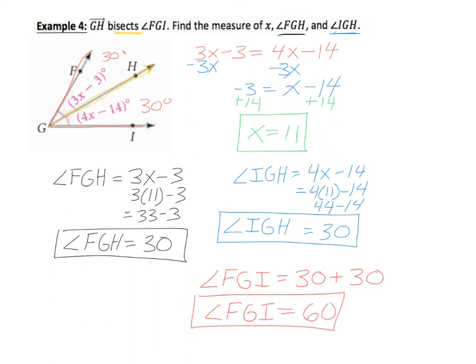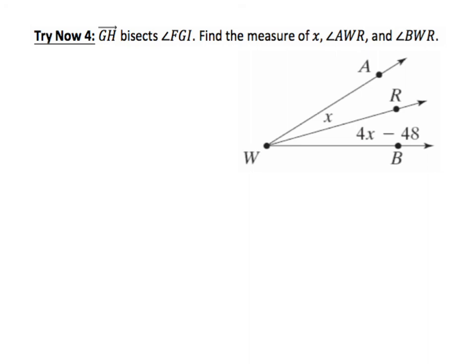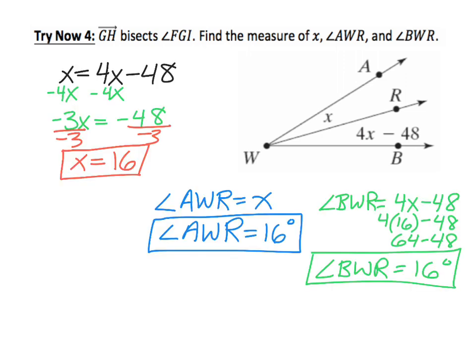This try now is exactly like the previous example. So I want you to pause the video and try this problem on your own. Ready? Pause the video. So here are your answers. You set the two expressions equal to one another. I moved all the x's to one side by subtracting 4x from both sides. That gets us down to negative 3x equal negative 48. Divide by 3 and you get x equals 16.